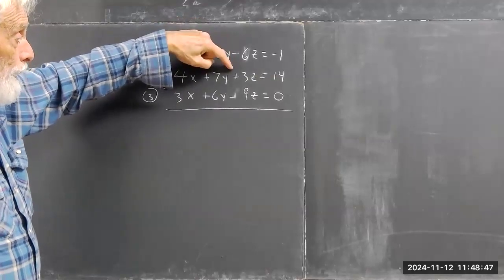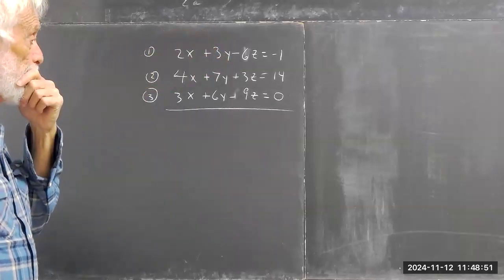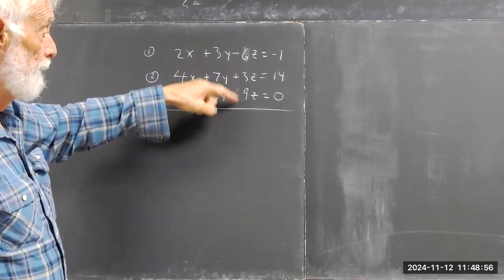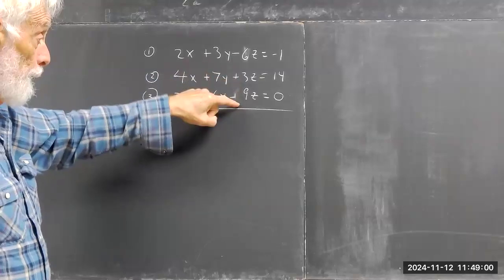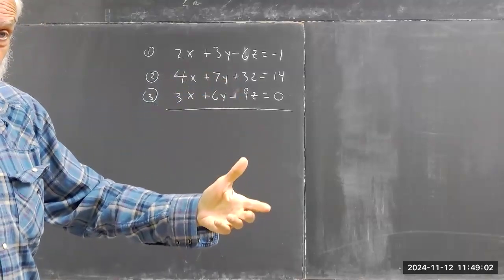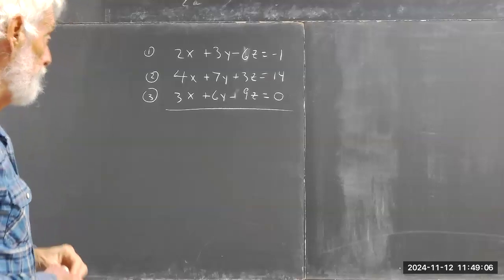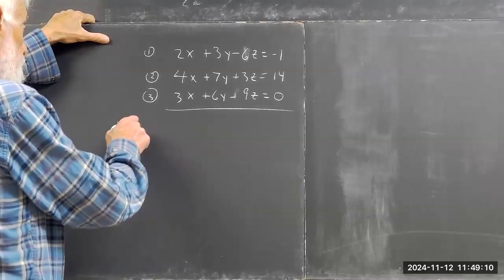Anyhow, so that's going to be easy to eliminate. And then you can eliminate Z between this equation and this equation, couldn't you? If you triple this equation, add it to this one, Z goes away. All right. So we're going to do that. And I'm going to ask you to write out the equations and then see what the next step is.